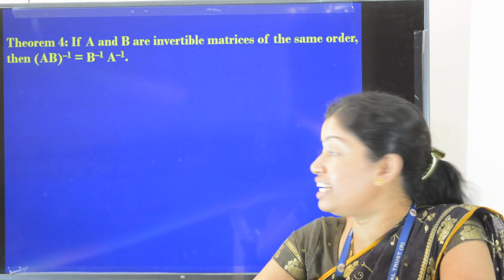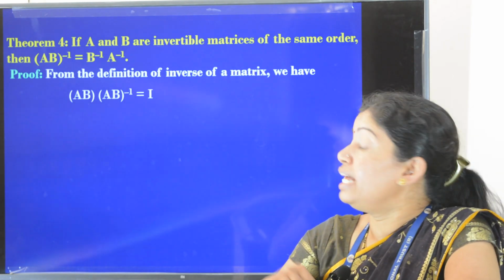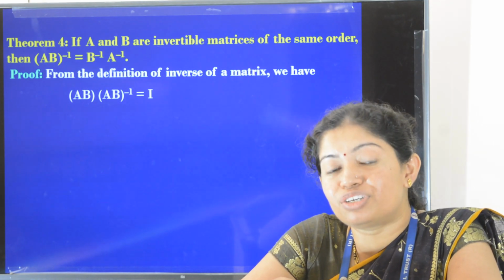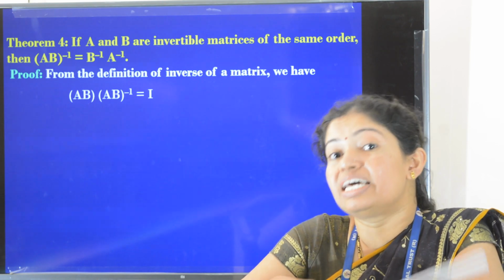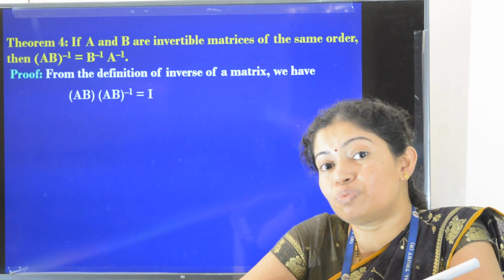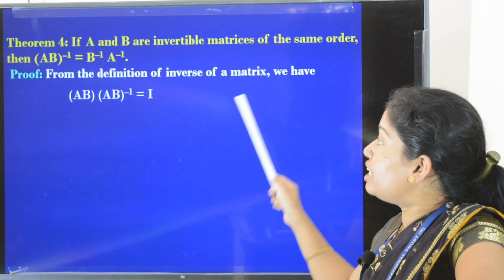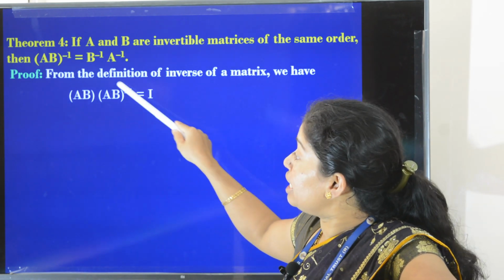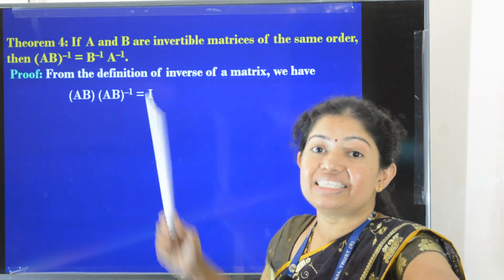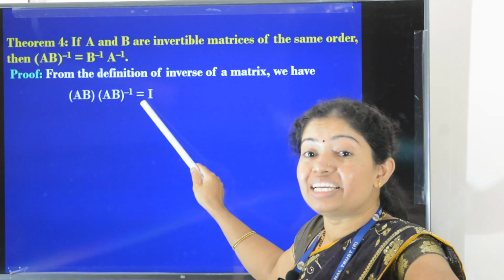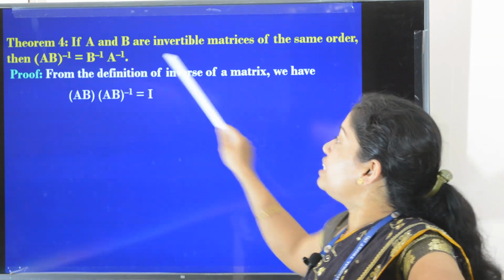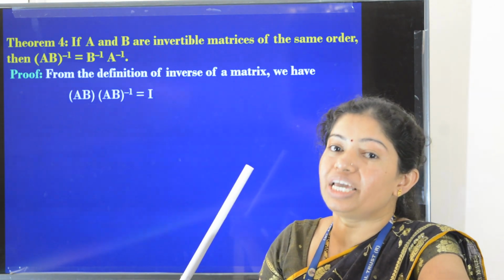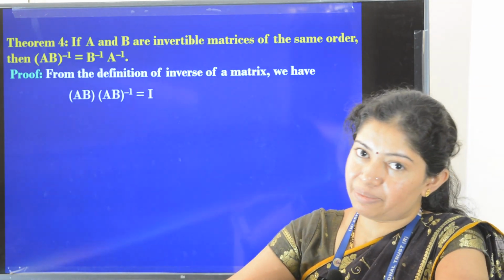Let us prove this theorem. So proof: let us start from the definition of the inverse of a matrix. What is that definition? A into A inverse is equal to A inverse into A, which will give us what? Identity matrix. Here we have taken the product AB as our matrix, and if we multiply it with its inverse, AB inverse, we should get what? Identity matrix. So by the definition of the inverse of a matrix, we can write: AB into AB whole inverse is equal to the identity matrix.